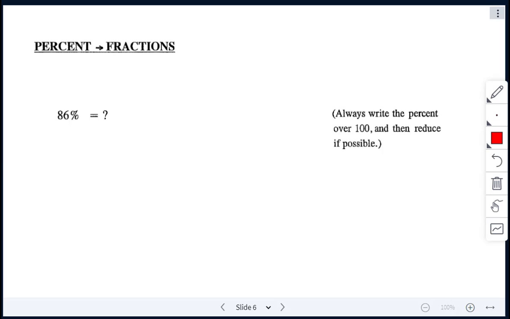So next we are looking at percent to fractions. So we have 86%. We know that anytime it's a percent, it's over 100. So this would just be 86 over 100 because percents are always out of 100. All right, so it's 86 out of 100. Just make sure you reduce. So we can divide the top and bottom, the numerator and denominator, by 2, which gives me 43 out of 50.